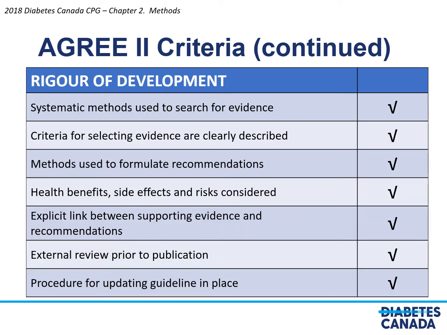The rigor of the development included a systematic methods approach used to search and find evidence. There were transparent criteria for selecting the evidence, and that is clearly described. Methods used to formulate recommendations. Health benefits, side effects, and risks were considered as outcomes. Explicit links between supporting evidence and recommendations were outlined. The rigor of the development also included external review prior to publication, as well as a procedure for updating guidelines that are currently in place.